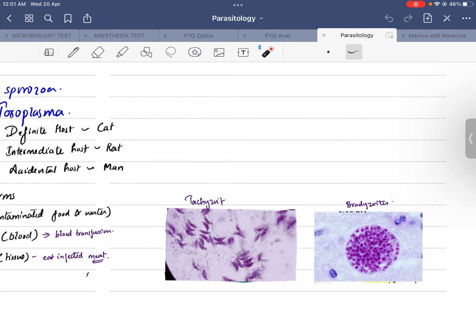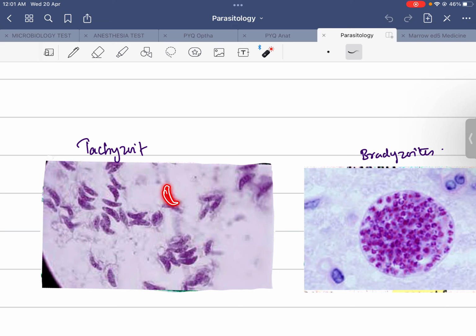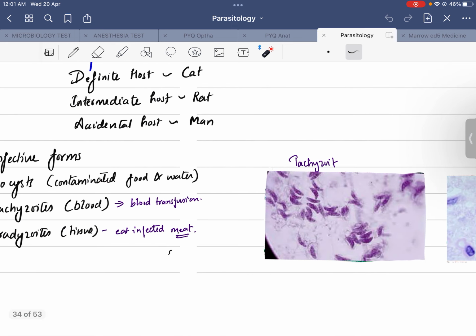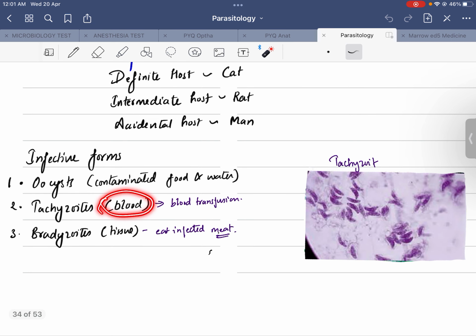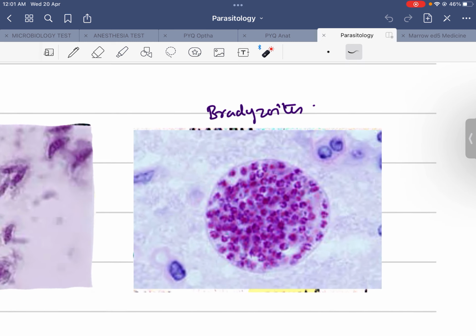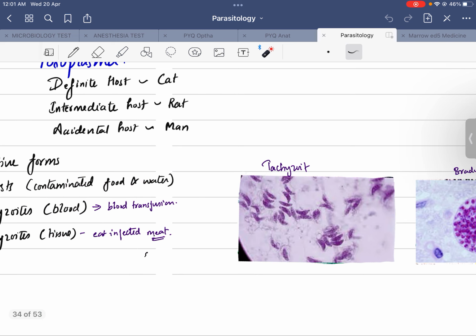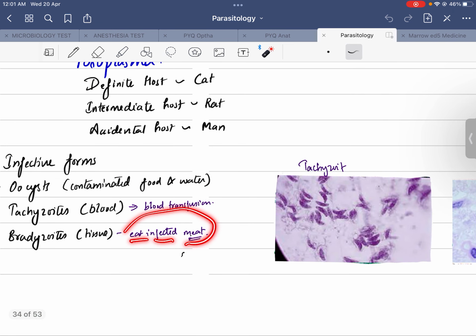Tachyzoites are these structures here, the sickle shaped structures, okay? These are tachyzoites. Now these tachyzoites are present in the blood, so it can be transmitted by blood transfusion, okay? Bradyzoites on the other hand are present in the tissues. So this is how it looks like. This is a bradyzoite. This is present in the tissues, and when you eat the meat, you're basically eating tissues. If you eat infected meat, you can get the bradyzoites, okay? So all the three forms of Toxoplasma are infective forms.